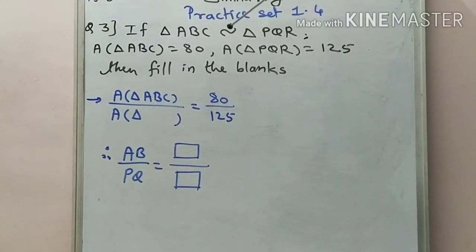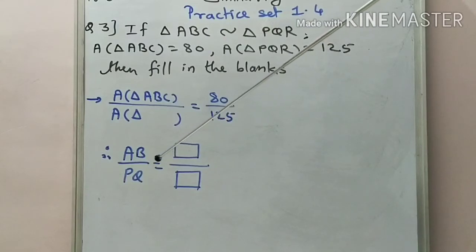Triangle ABC is similar to triangle PQR, and we are given that the area of triangle ABC is 80 and the area of triangle PQR is 125. Then fill in the blanks, as it is an activity type question. So first, area of triangle ABC upon area of triangle, here we fill in the blank, equal to the given values 80 upon 125, and obviously we write the name of the second triangle, PQR. And then we have to find the ratio of AB upon PQ.